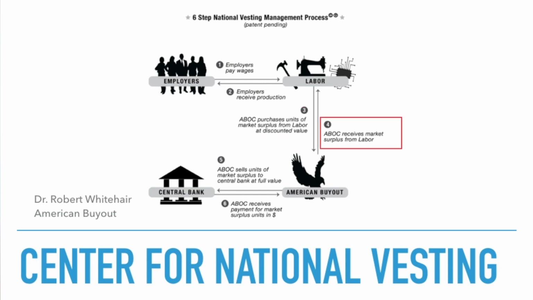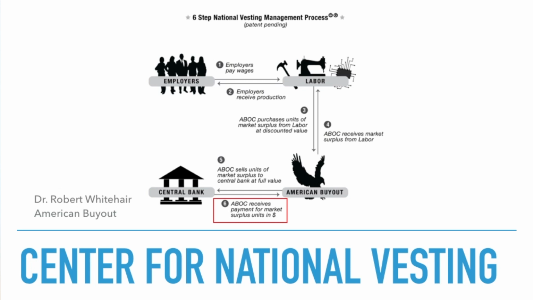Now, in step 4, the market surplus units become the property of the American Buyout Consortium. Now, in step 5, the American Buyout Consortium exchanges the units of market surplus at the central bank, the Federal Reserve, at full market value. And then in step 6, the American Buyout Consortium receives cash payments from the central bank.